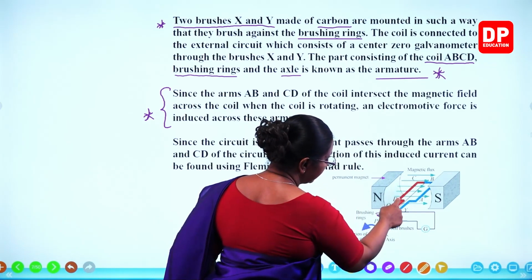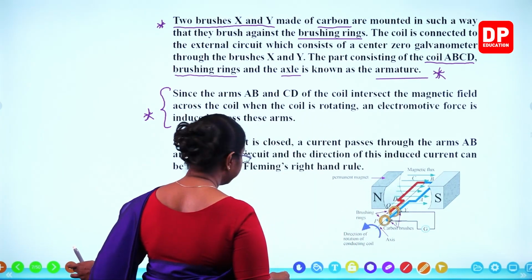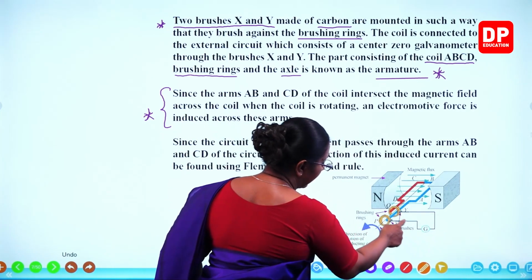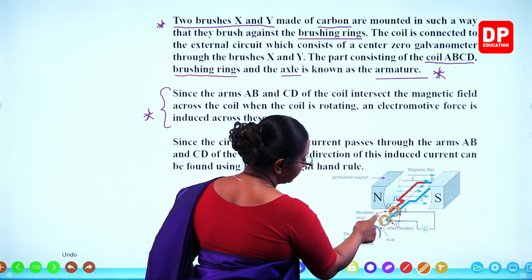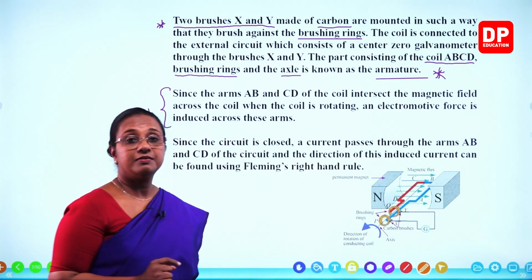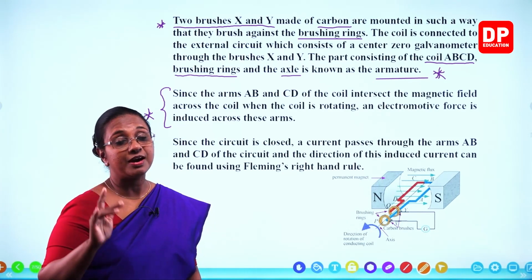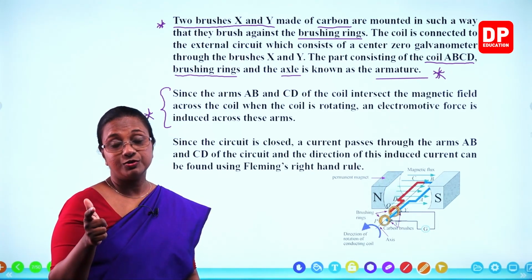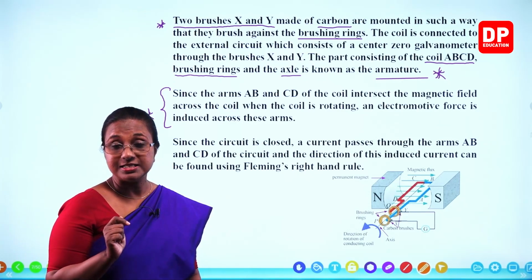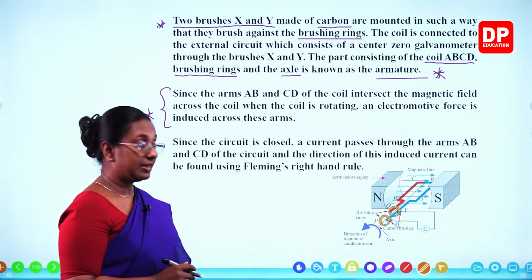So ABCD, then to Q, then from there Y through the galvanometer to X, P, again ABCD. In that way, the current will flow. Is that clear, students? So we can find the direction of the current flow using Fleming's right-hand rule. So with that, students, I will move on to the next slide.